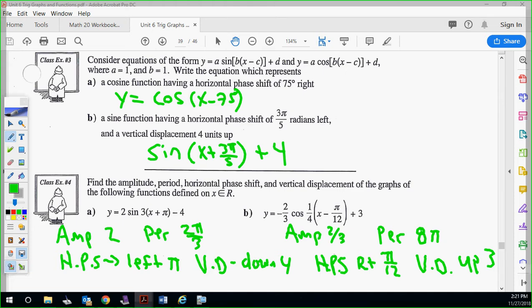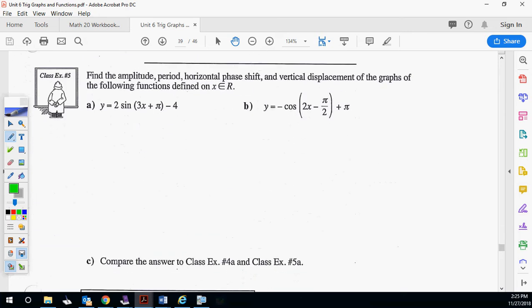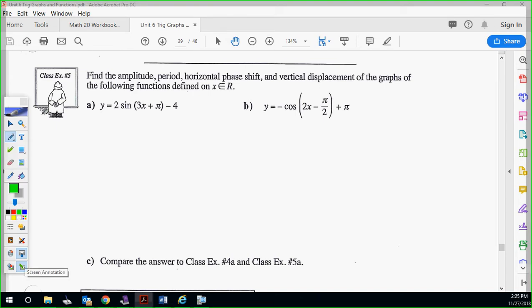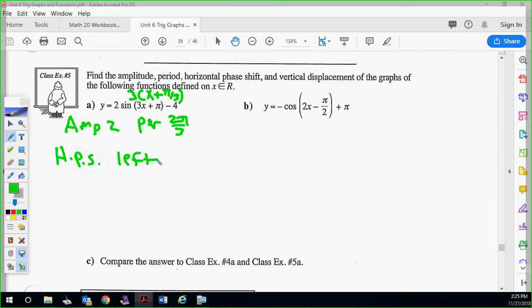Okay. So then we're doing the same thing for the next section here. Find the amplitude, period, horizontal phase shift, of the following graphs. So same thing. This one, amplitude 2. This time, what are they doing to you here? Making you pull the 3 out. So we're going to pull the 3 out and make it pi over 3 here. So that means my period, again, is 2 pi over 3, just like last time. And my horizontal phase shift is left pi over 3. And my vertical displacement is down 3.